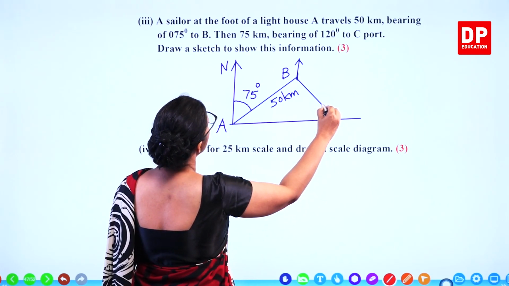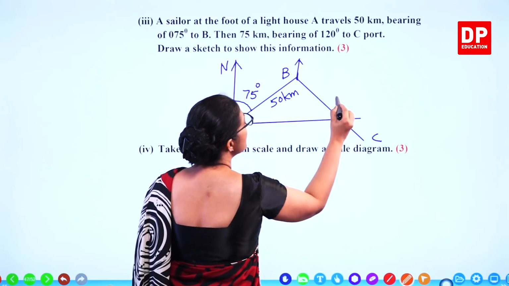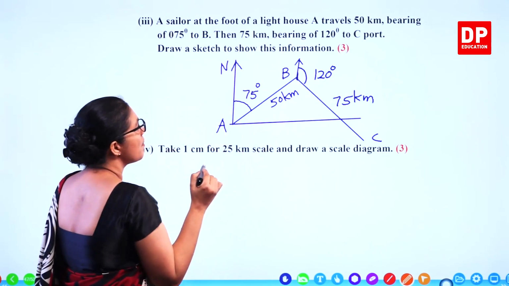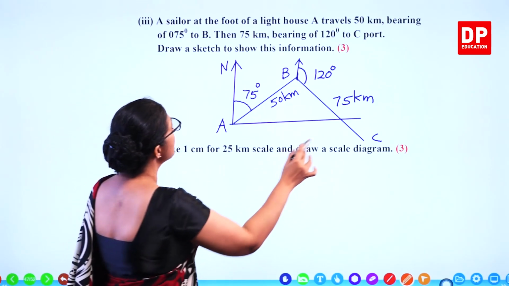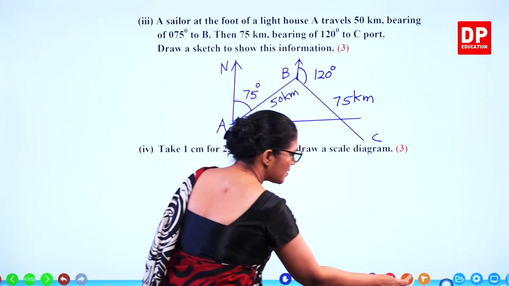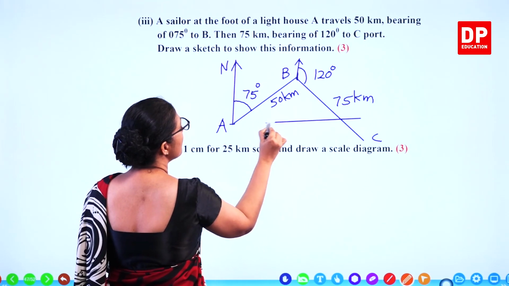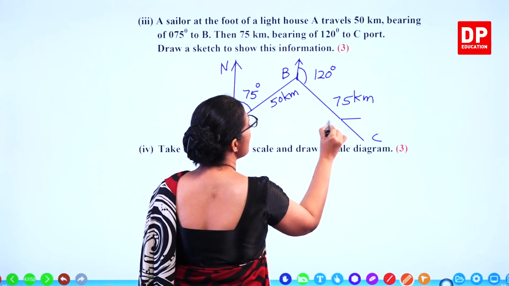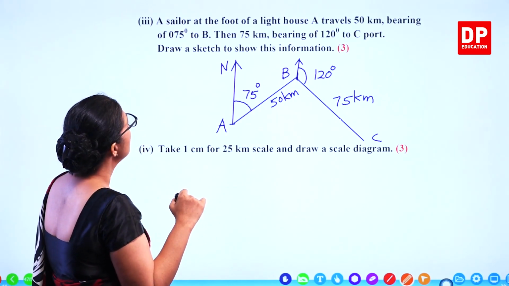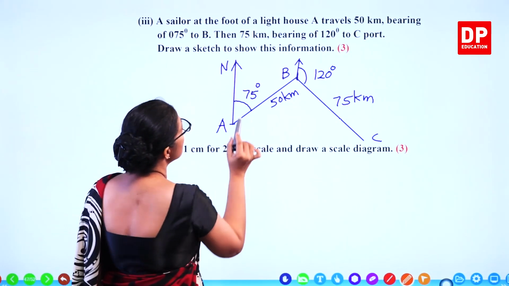How many kilometers? 75. So it's more than that. So this is 75 kilometers and this angle is 120, the bearing from north to the seaport. Draw the sketch to show this information. So here I can erase this line. You don't need to draw this line, because you only need to show the path. So that's the information given. Here you can get 3 marks for that.